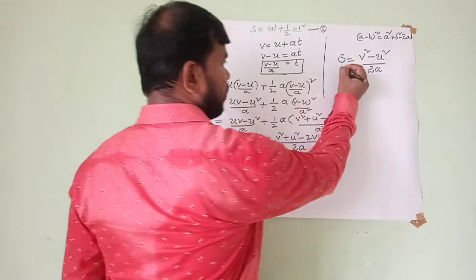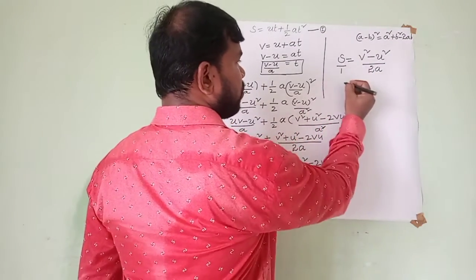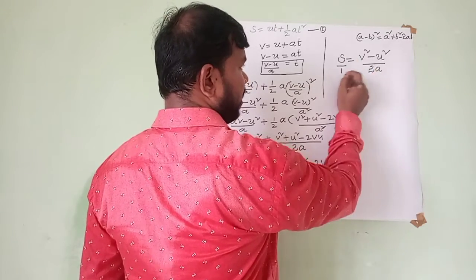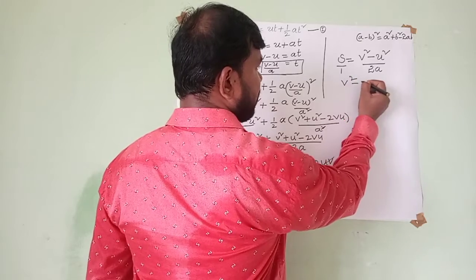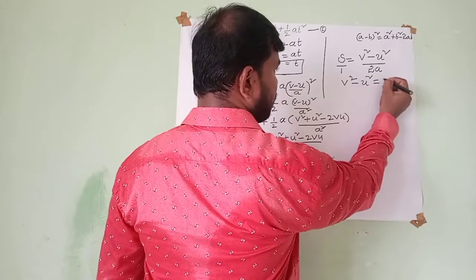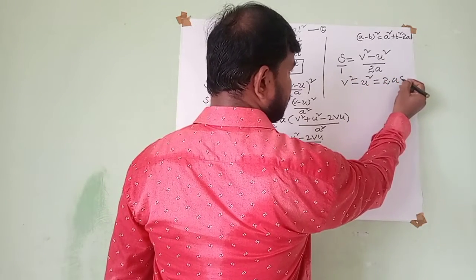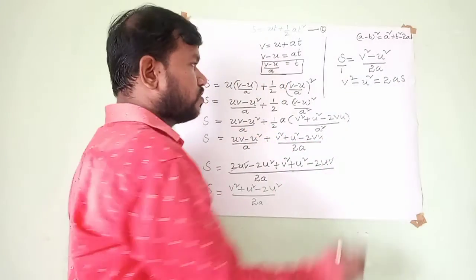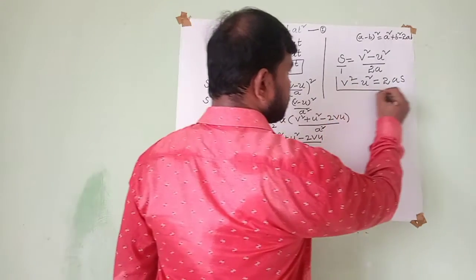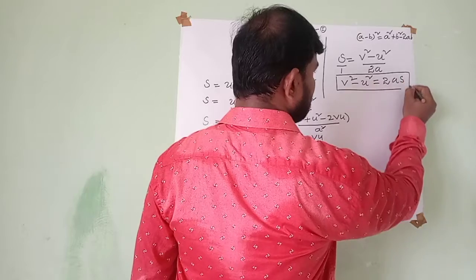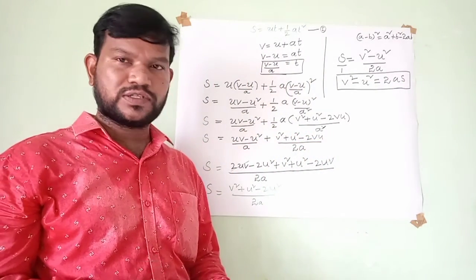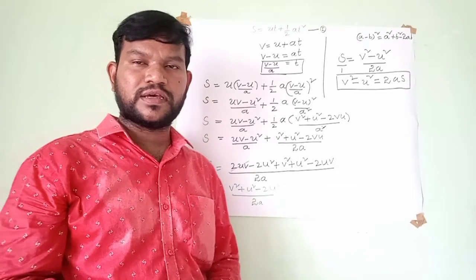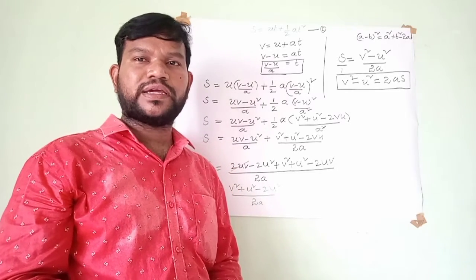Now students, if you cross multiply, 2as is equal to v square minus u square, or v square minus u square is equal to 2as. So this v square minus u square is equal to 2as is called the third kinematic equation. v square minus u square is equal to 2as is called the third kinematic equation.